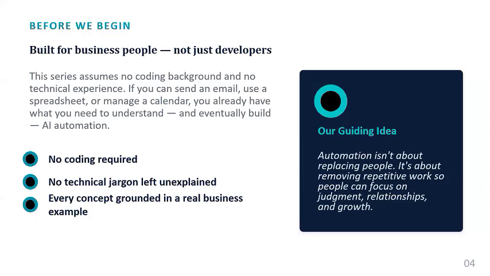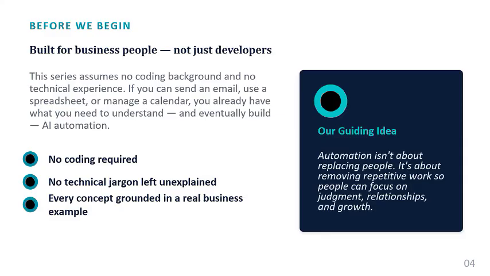Who is this class for? Anyone, irrespective of if you have a coding background or no coding background, meaning you don't need a coding background or any technical experience to be able to become an AI automation engineer. If you can send an email, if you can use a spreadsheet, if you can manage office calendars, then you already understand everything it takes to set up a simple AI automation system or workflow. No coding is required. No technical jargon will be used all throughout this episode. Every concept is grounded on real business examples so that you can relate with them.